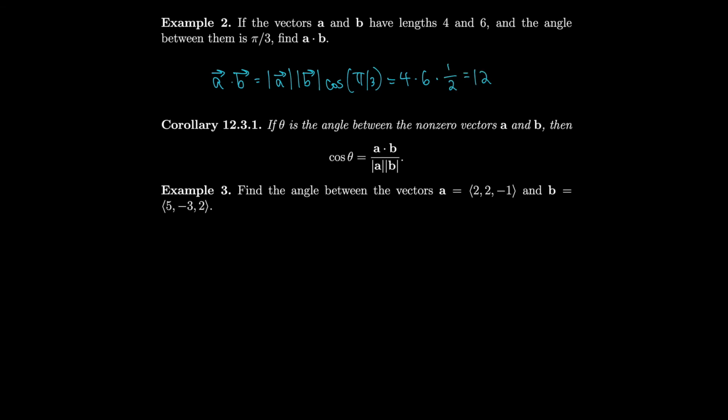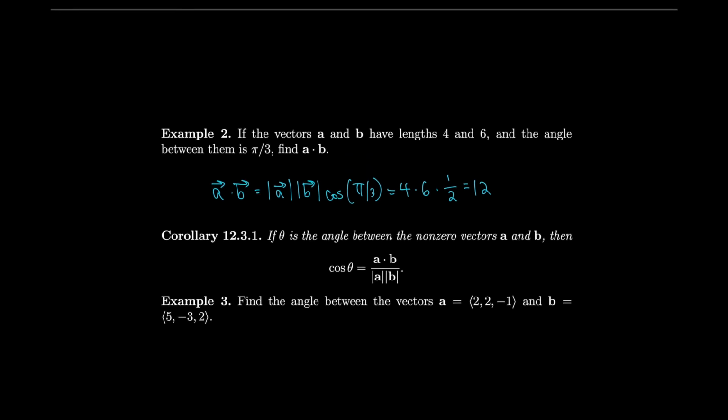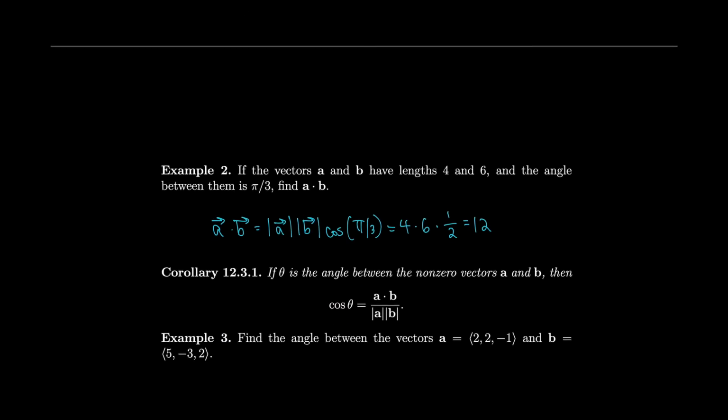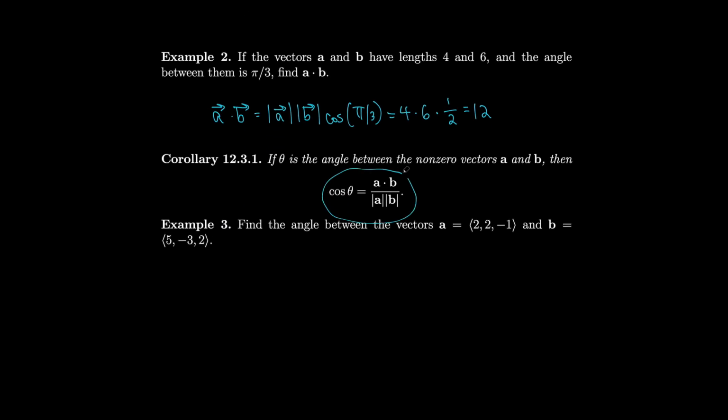Usually, though, we will not be looking at lengths and an angle. We wouldn't usually know what those are, and we'd have the dot product. It's usually easier to take the dot product than it is to do the other direction. So let's just change our formula a little bit. What we can do is divide both sides by the length of a times the length of b, assuming they're not 0, and we get this corollary right over here, which says that the cosine is equal to the dot product over the lengths. So we'll use that pretty often.